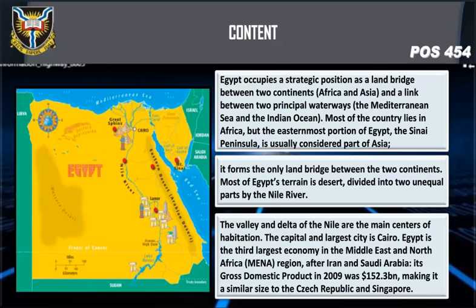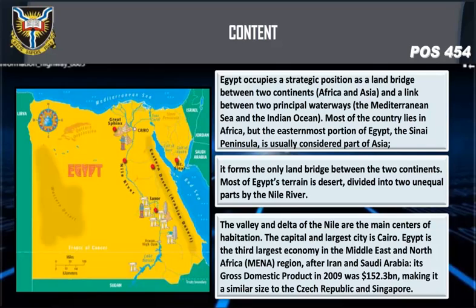Most of the country lies in Africa, but the easternmost portion of Egypt, the Sinai Peninsula, is usually considered part of Asia. It forms the only land bridge between the two continents. Most of Egypt's terrain is desert, divided into two unequal parts by the Nile River. The valley and delta of the Nile are the main centers of habitation. The capital and largest city is Cairo.